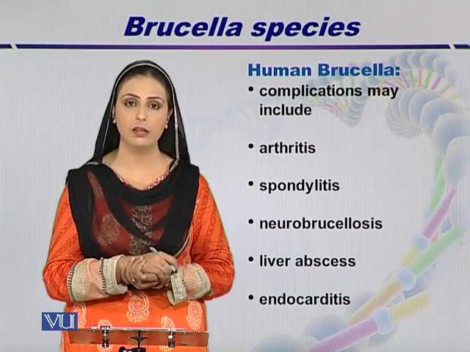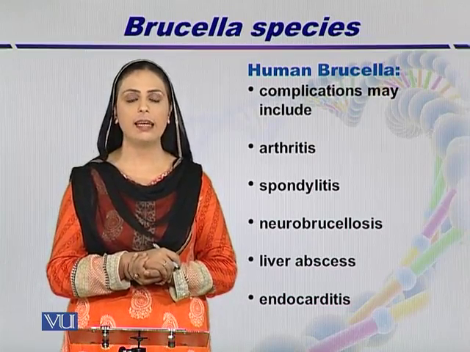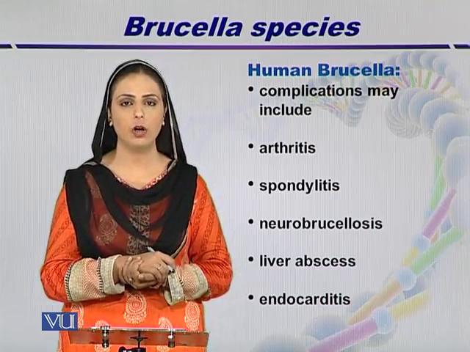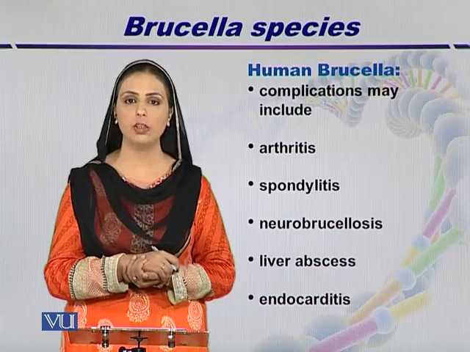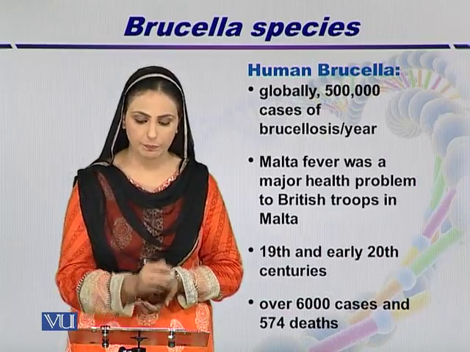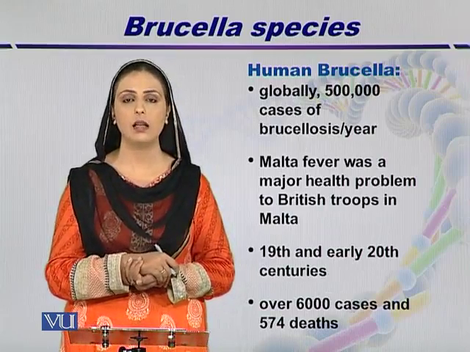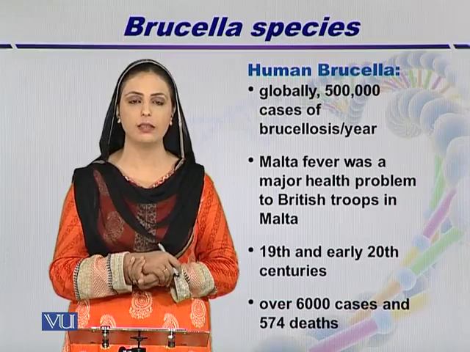It can affect the nervous system, known as neurobrucellosis. It can affect the liver in the form of liver abscess, and it can even cause inflammation of the heart muscles, known as endocarditis. हर साल 5 लाख पेशेंट्स ब्रूसेलोसिस में मुब्तला हो जाते हैं.